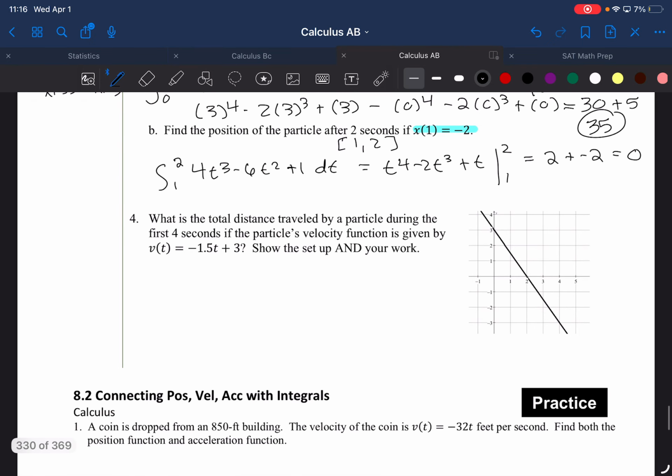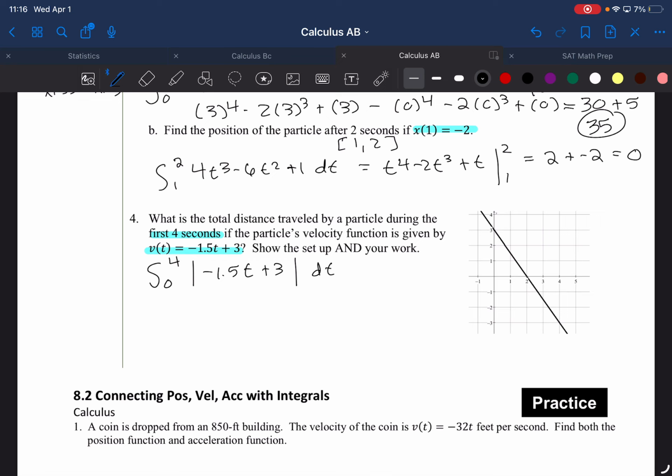Okay, number 4 says, what is the total distance traveled by a particle during the first 4 seconds? Okay, this is going to help us with our bounds. It says if the particle's velocity function is given by the following. Okay, so remember, total distance is the integration of the absolute value of the velocity function. So this would be the integral. First 4 seconds means 0 to 4. Of the absolute value of velocity, so negative 1.5t plus 3 dt.